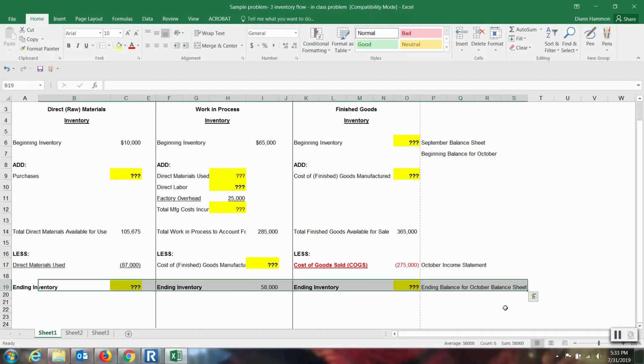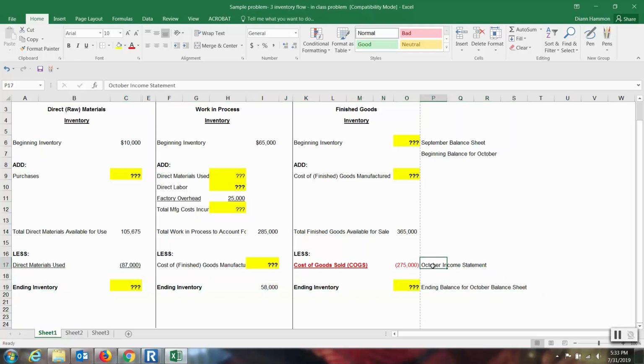All three of these ending balances will go to the October balance sheet and be listed under current assets, and each of the different inventories will probably be listed: direct materials, work in process, and finished goods. The only time that we see any of these costs expensed is right here when they are sold. The cost of the goods sold out of the finished goods inventory will be reflected on the October income statement.